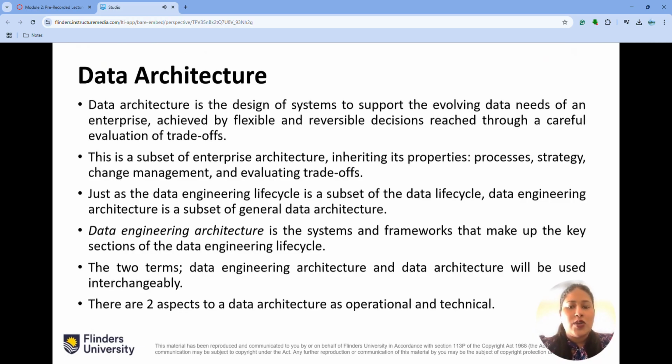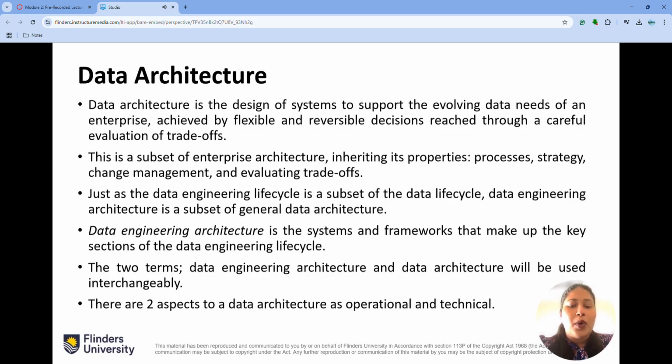Data architecture refers to the overall structure and organization of data within an enterprise. It defines how data is collected, stored, integrated, managed, and utilized to support business processes and decision making.